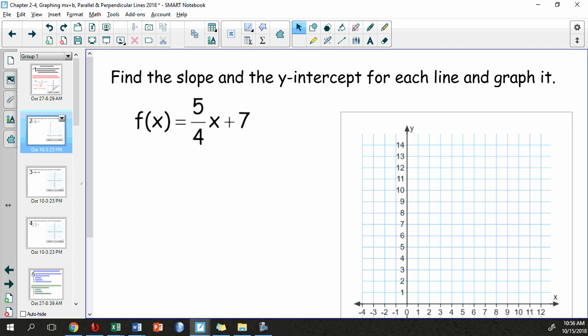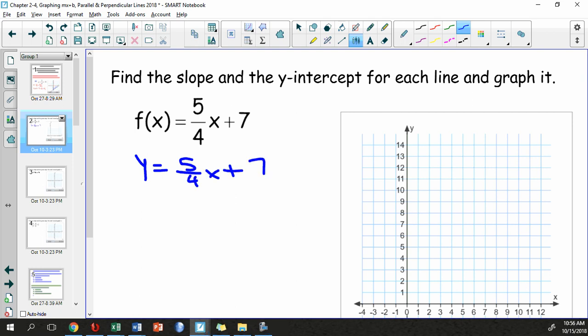Same exact concept. If it's not solved for y, what you want to do is solve the problem for y. Now, what does f of x mean? F of x is the same thing as y. So whenever you see f of x, replace that with y. Okay, so now what do I do?